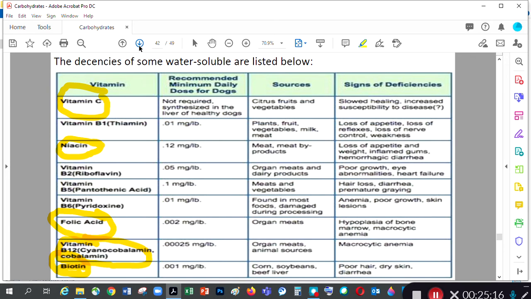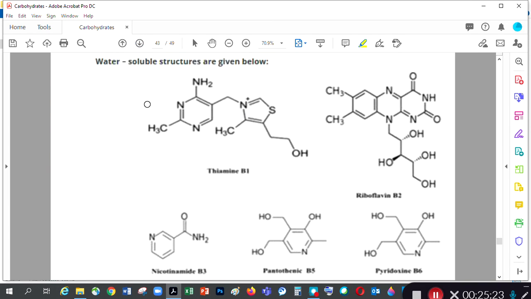So those are very important ones, and they are taken as supplements naturally. Most of the fruit has them. This is just the structure, and we don't have to memorize them, but at least you get the idea when I say vitamin B1. Okay, so B1, how does the structure look?